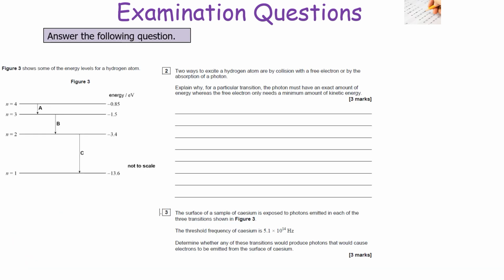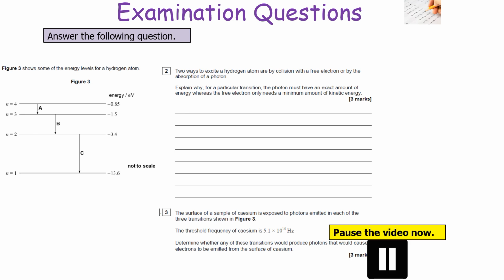The next question says, two ways to excite a hydrogen atom are by a collision with a free electron or the absorption of a photon. Explain why, for a particular transition, the photon must have the exact amount of energy, whereas the free electron only needs a minimum amount of kinetic energy. Then the surface of a sample of cesium is exposed to photons emitted in each of the three transitions as shown. The threshold frequency of cesium is 5.1 times 10 to the 14 Hz. Determine whether any of these transitions will produce photons that will cause electrons to be emitted from the surface of cesium. So pause the video now, then unpause the video when you want to go through your answers.